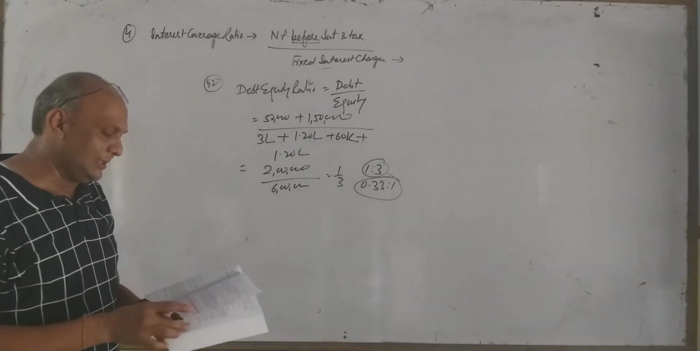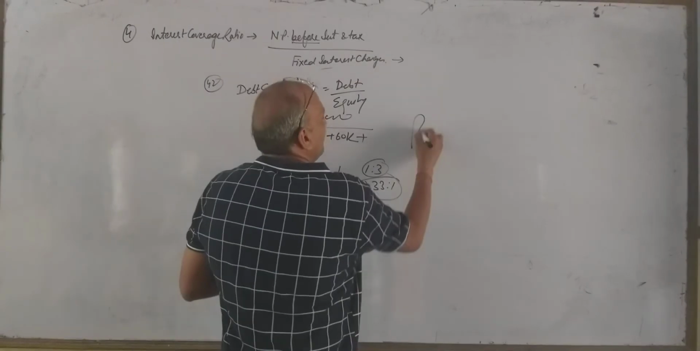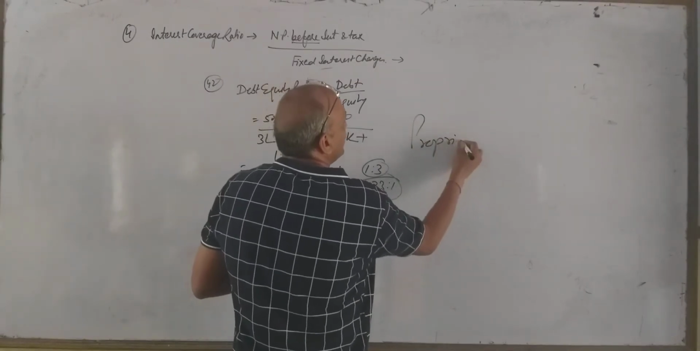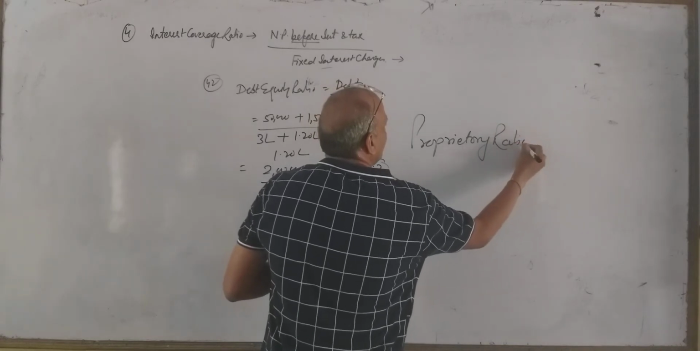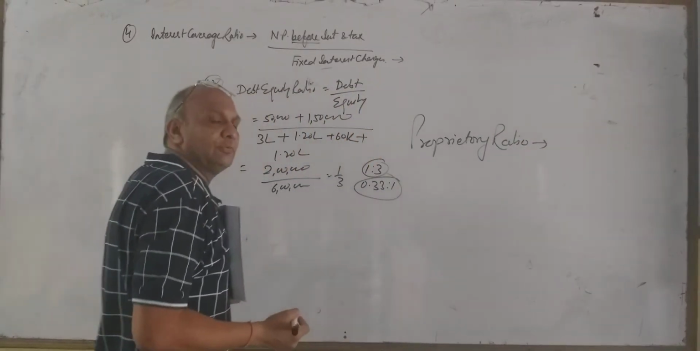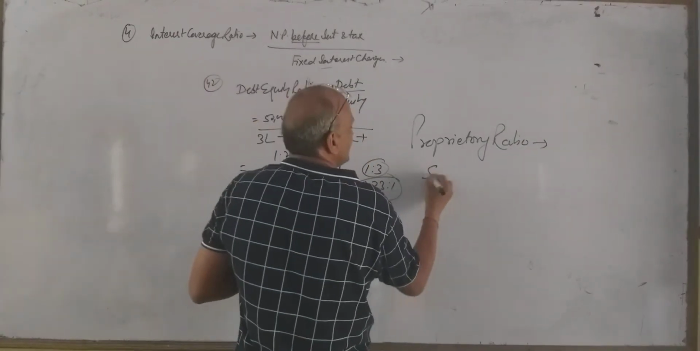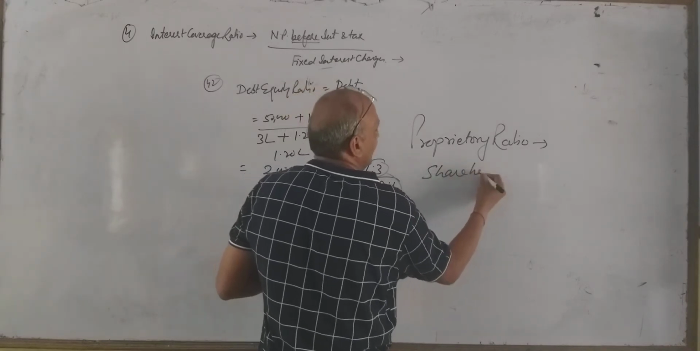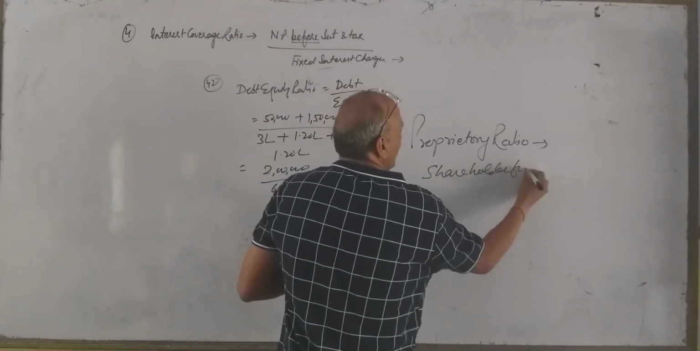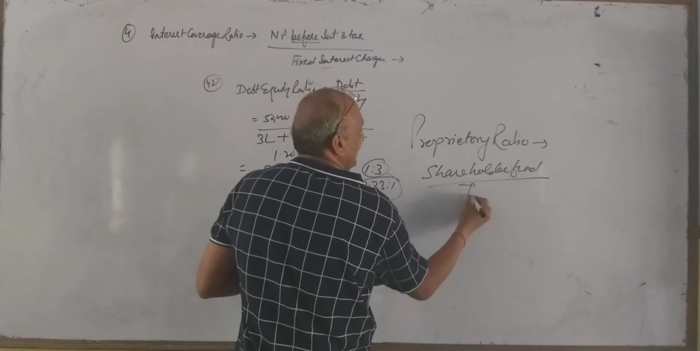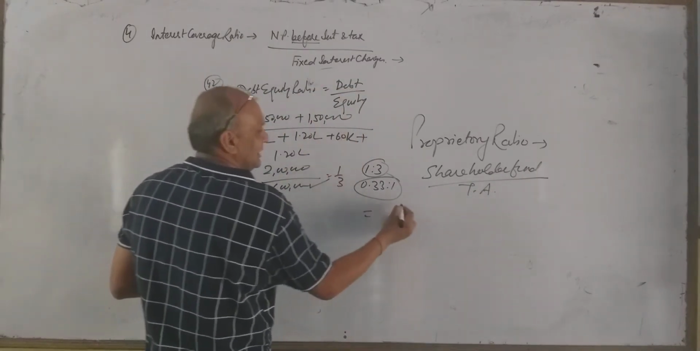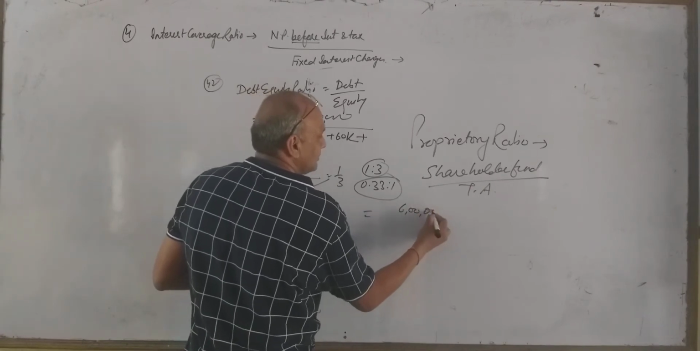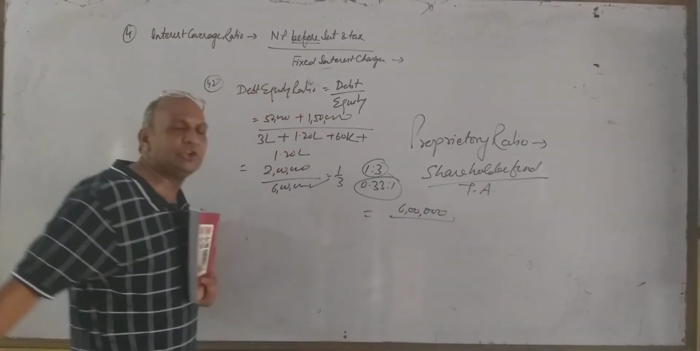Now the next sum is asking proprietary ratio. What is the formula, sir? Formula is shareholder fund divided by total assets. So shareholder fund we just calculated, sir, 6 lakh rupees, divided by, we need total assets.